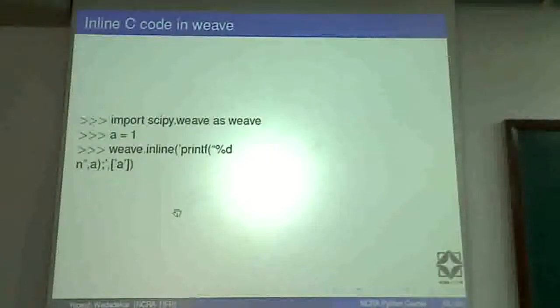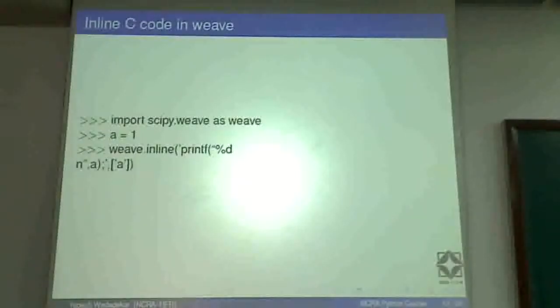It's very easy to use. Here's a trivial example. You say import scipy.weave as weave, set some variable equal to work, weave.inline, and then I start my C code. printf, bracket, percentage d, this should be backslash n. So in my text, it got incorrectly typed because it just put a new line there. Backslash n, code closed, comma a, semicolon, and close this single code. So from here to here is my single line inline C code.